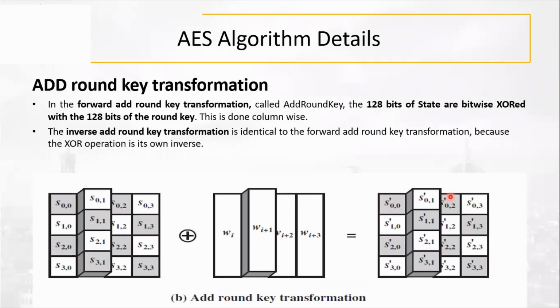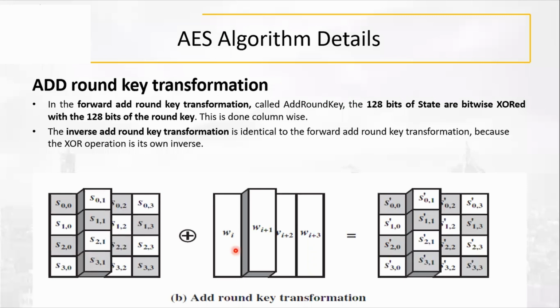The last step in the round is add round key. It's a very simple thing. Whatever data you are getting has to be XORed with the original data. Just remember that the representation is given that the column is XORed with the column.